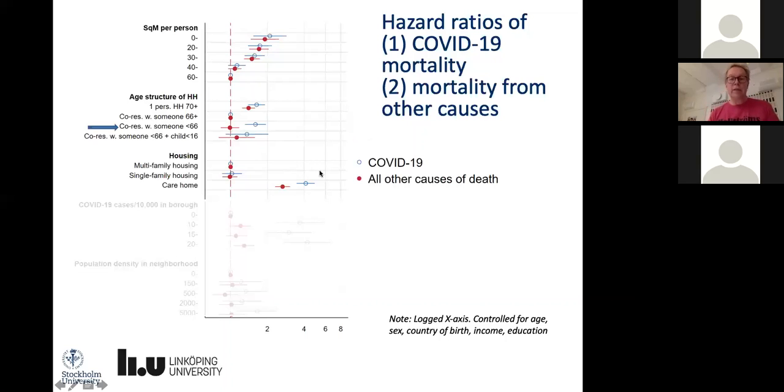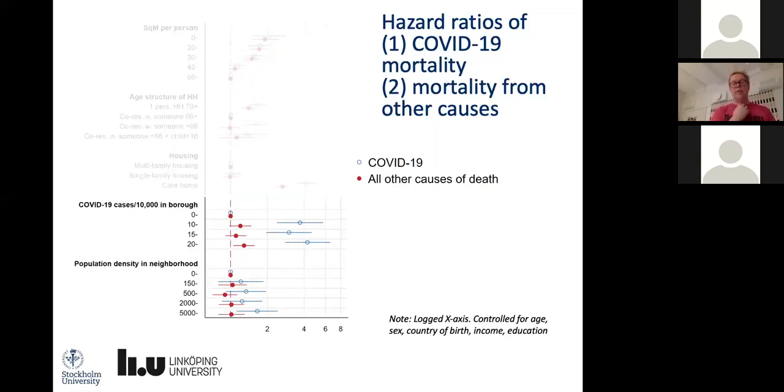And apart from this, we have very high death rates among the care homes. This is, of course, a finding that was highlighted a lot in media. You have a very high excess mortality of COVID-19 if you live in a care home. But you also have a very high excess mortality in general, the red dot there.